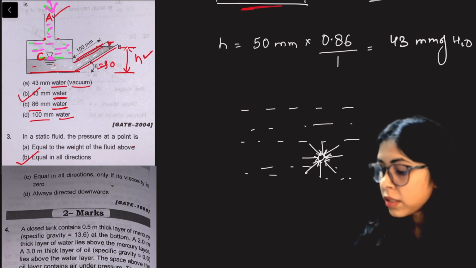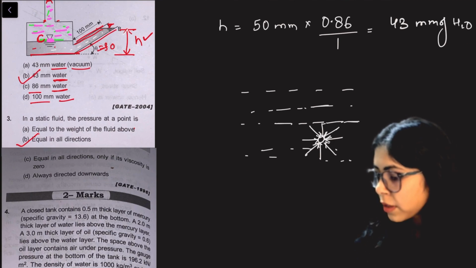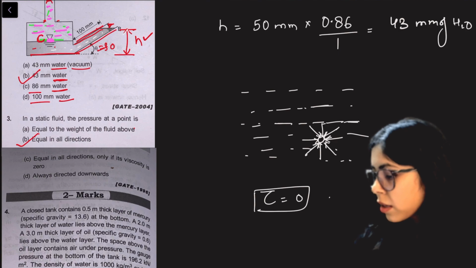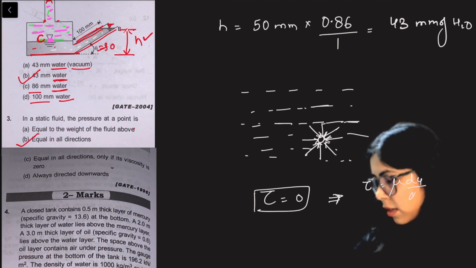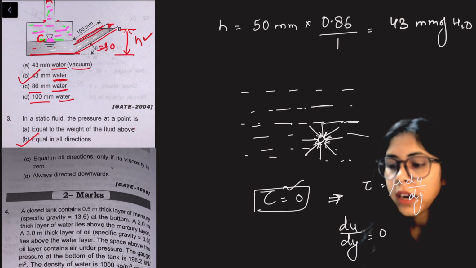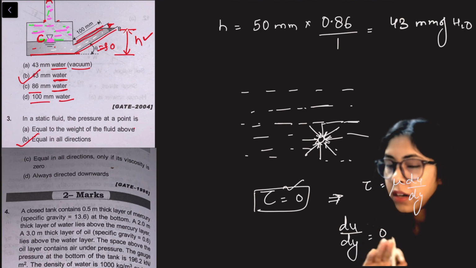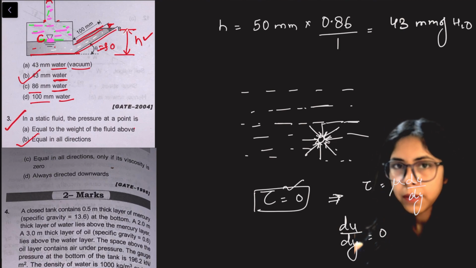Why is this happening? Because in static fluid there is no shear stress. Fluid is not at all moving. So if there is no movement in fluid, there is no shear stress, that means tau equal to 0. By Newton's viscosity law, tau is equal to mu du over dy. So du over dy is also 0. Hence if there is no shear stress, it is the same regardless of whether the fluid is real or ideal. So the fluid will have the same pressure in all directions, as shear stress is 0. That means we are done with question number 3 as well.